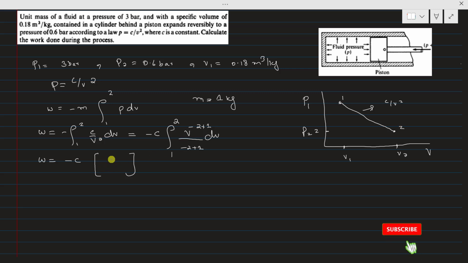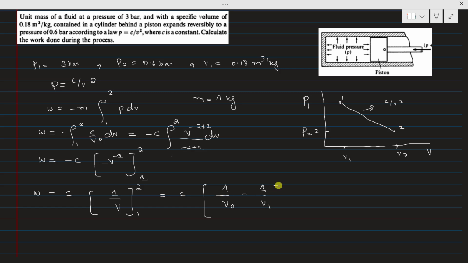So you can say W is equal to minus C and then apply the integration. Its integration will be V to the power minus 1 divided by minus 2 plus 1, which is minus 1, from 1 to 2. Now apply the limits. So this minus minus becomes plus C, and you will get 1 over V from 1 to 2, so C times 1 over V2 minus 1 over V1. Let's call this equation A.